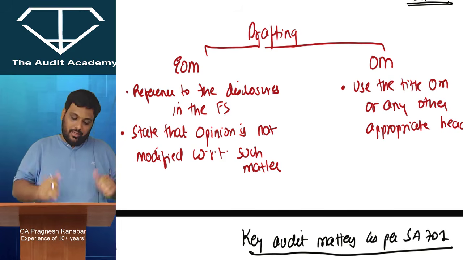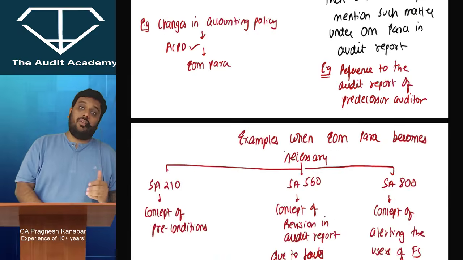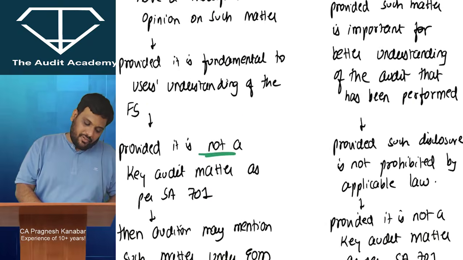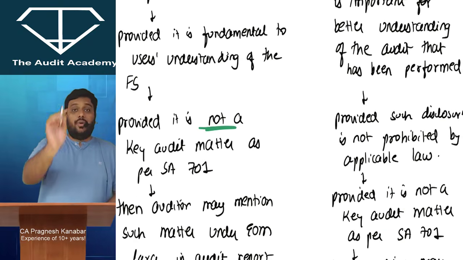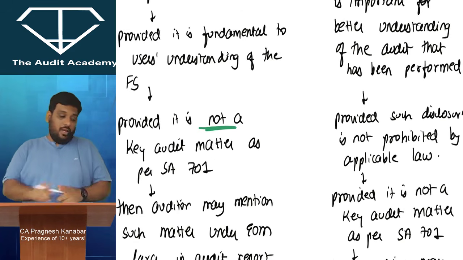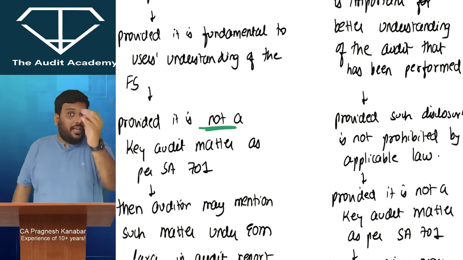Alright? Okay. So emphasis of matter and other matter, we have understood the concept, we have understood the examples, we also understood the drafting. But there was one line in emphasis of matter and other matter that you can write emphasis of matter, other matter only if it is not a key audit matter. Now how to decide this? Listen to me very carefully.